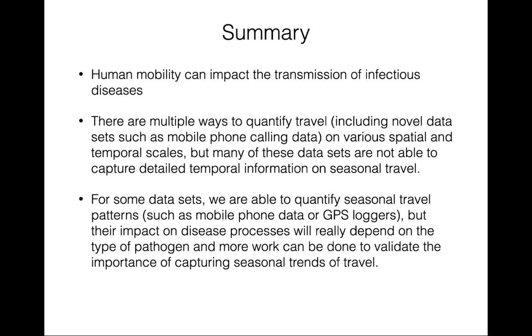Human mobility can impact the transmission of various infectious diseases, and there are many different ways that we can quantify human travel, but many of these data sets are not actually able to capture detailed temporal information on seasonal travel. For some of these data sets, we are actually able to quantify seasonal travel patterns, such as mobile phone or GPS loggers, but their impact on disease processes will really depend on the type of pathogen, and more work should be done to validate the importance of capturing seasonal trends of travel and different ways to model these.